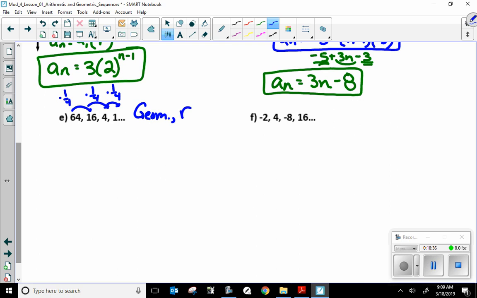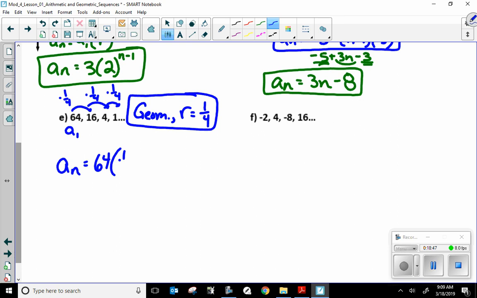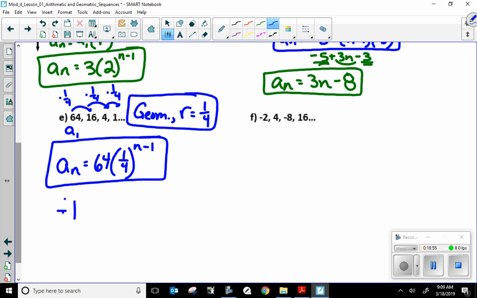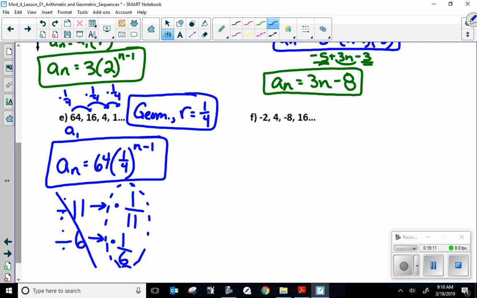Okay? So if it's geometric, my ratio is 1/4. So my first term is 64. So my equation should be my first term times my common ratio to the n minus 1. Please understand that. If I was dividing by 11, that means I'm multiplying by 1/11. If I'm dividing by 6, that means I am multiplying by 1/6. So remember, we want what we're multiplying by, not what we're dividing by. That's what my common ratio should be.